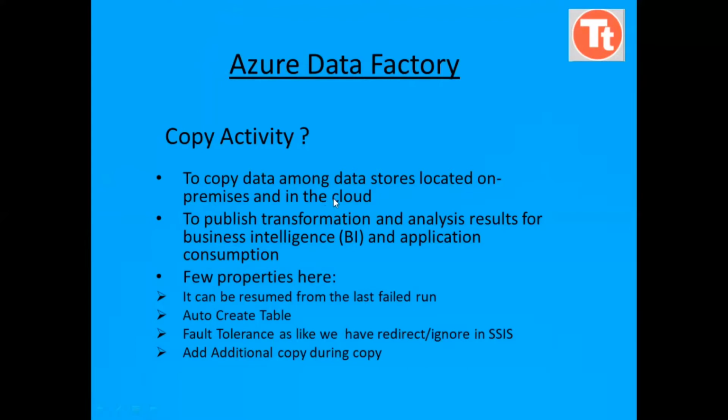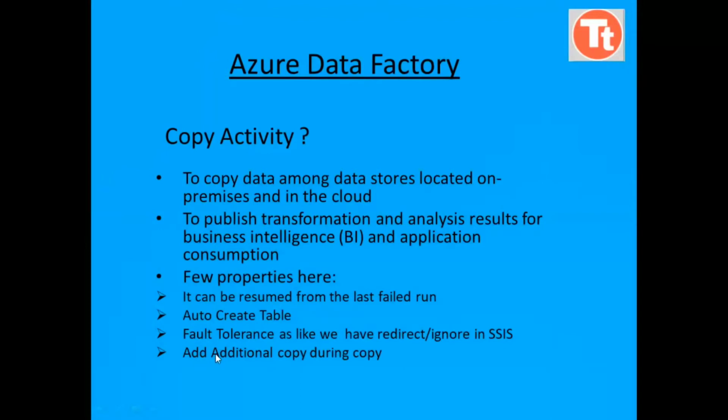We can also use it to publish transformations and analysis results for business intelligence and application consumption. It has a few properties: it can be resumed from the last failed run, where it failed. Auto create table: during the copy into the database, you can create the table on the fly in this activity. Fault tolerance: as in SSIS, where we have redirect or ignore options for any junk data, we can usually do the same with fault tolerance.